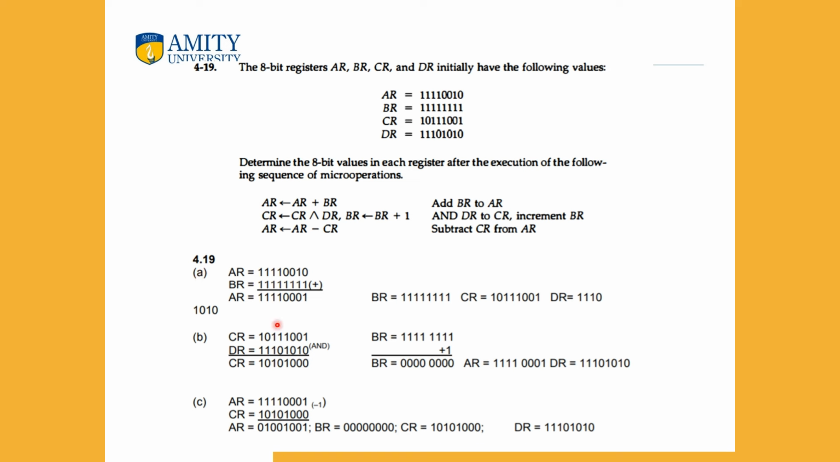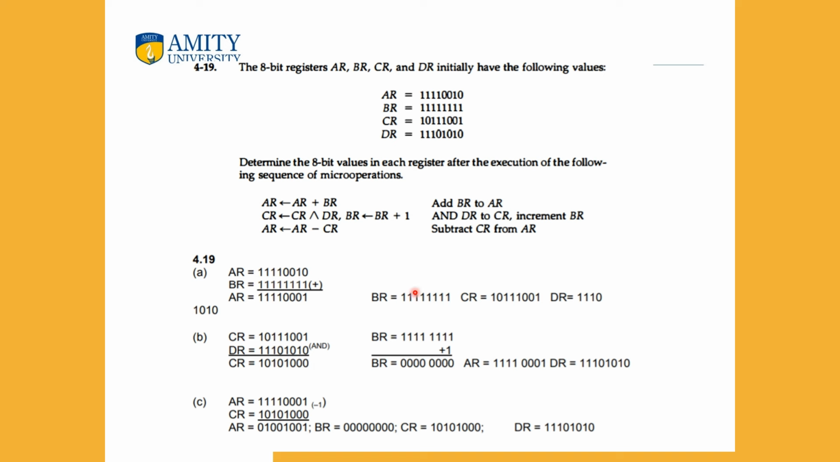In second case, we are ANDing, so whenever there is 1 and 1, it will be 1, any other combination will become 0, and after ANDing CR and DR, our CR value will be as such. AR is the same, DR does not change because CR is the one that is changed, DR remains constant, and BR is incremented +1, so it becomes 0 completely because it's all ones. When you add +1, it becomes 0.